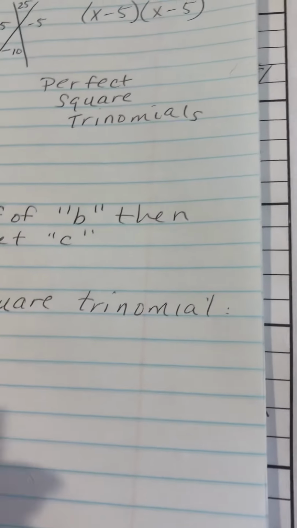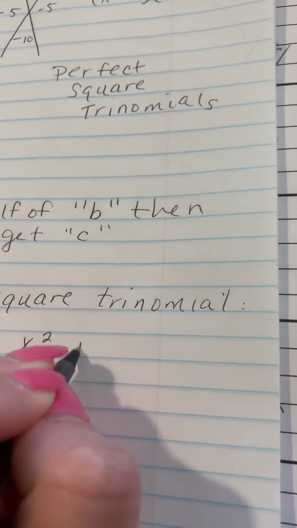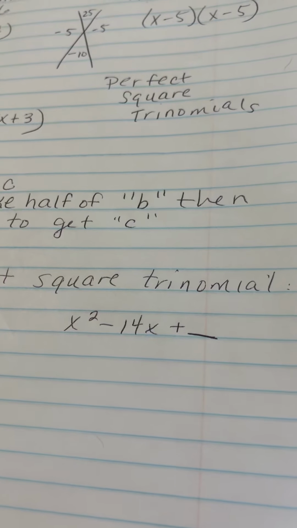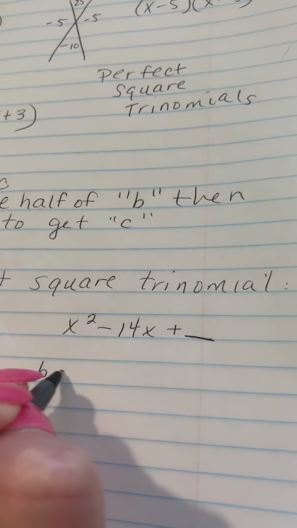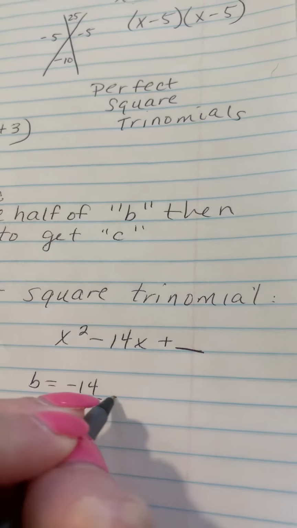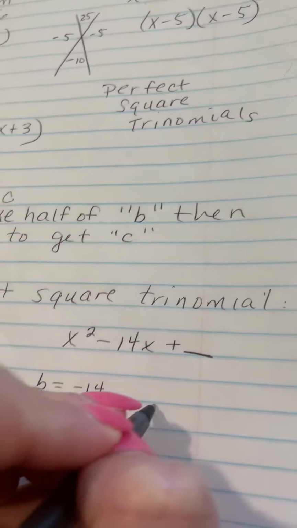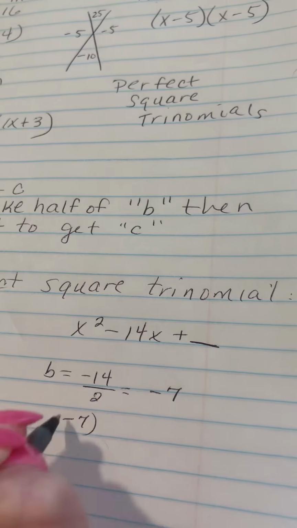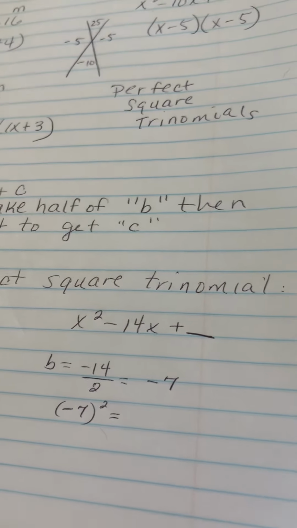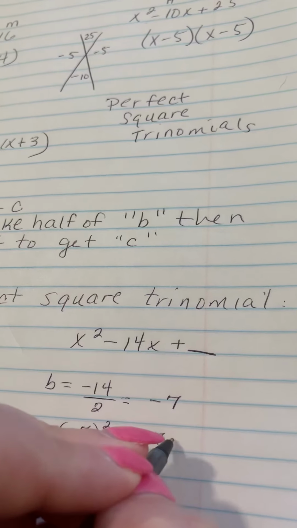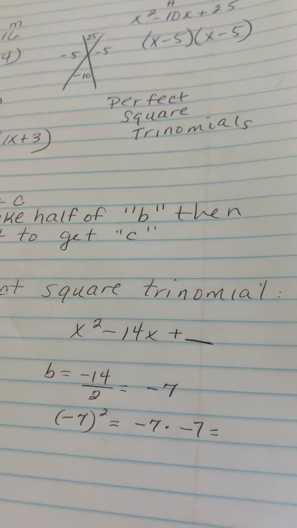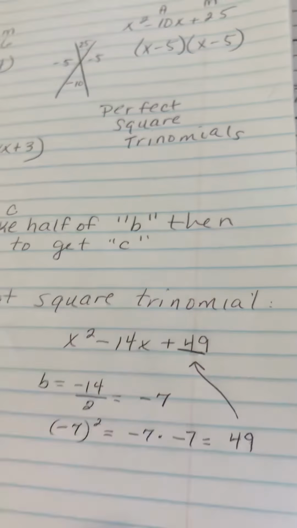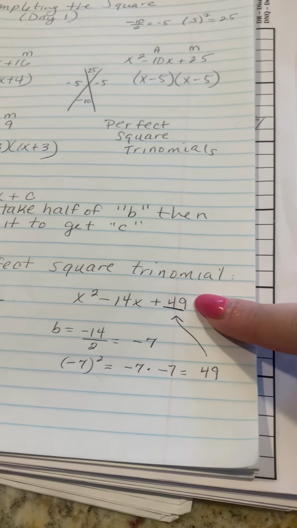All right, next one. Let's say we're doing x squared minus 14x plus blank. What does that blank have to be? Well, first we take half of b. B is negative 14. Half of negative 14 is negative 7. Now, if we take negative 7 and square it, make sure you have parentheses around it. It's really negative 7 times negative 7. Negative times a negative is a positive, positive 49. So that would be positive 49.